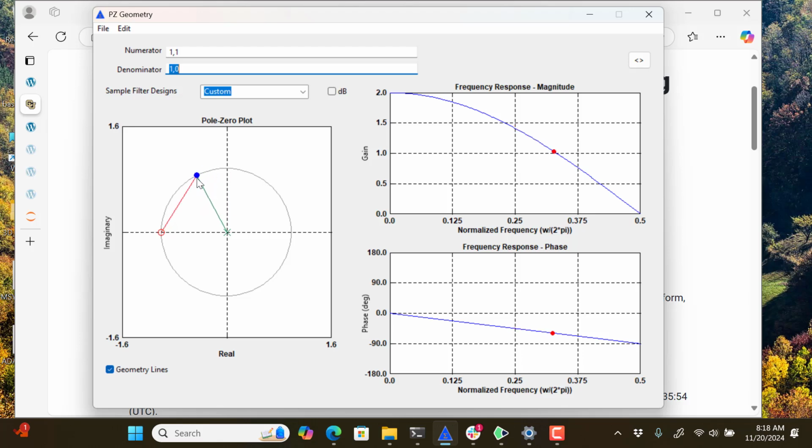But then, obviously, as it moves on around, it's going to eventually be at the 0, and the vector length from the 0 to that point is now very, very small, and as soon as it hits the 0, it goes to 0. And that's why zeros are called zeros. If zeros are on the unit circle, it drives the magnitude response to 0 or tacks it down.